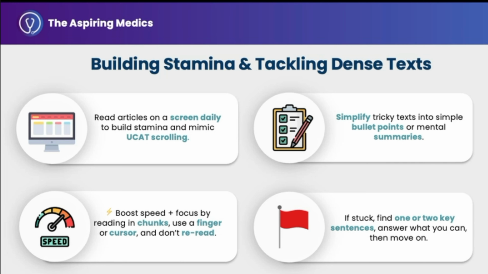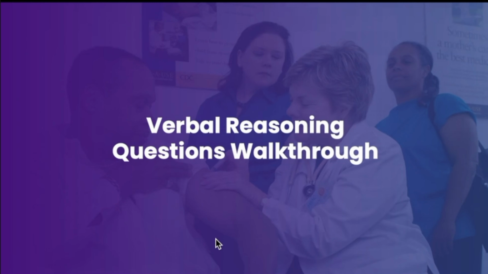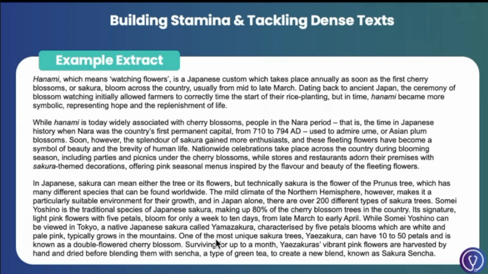Okay, and building stamina and tackling dense texts. So that question, why did I get that? Again, we don't have questions for this, but if we once again go through the text and look at what we are looking at. First, Hanami, watching flowers, a Japanese custom that takes place annually when the first cherry blossoms bloom across the country.